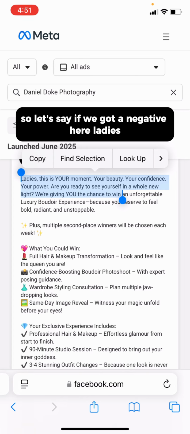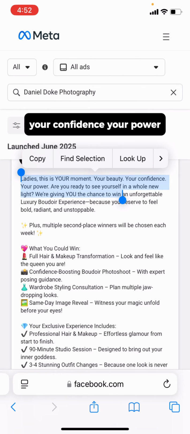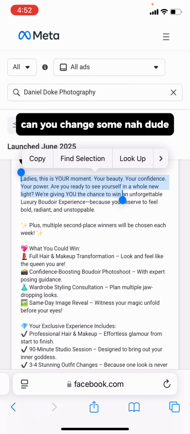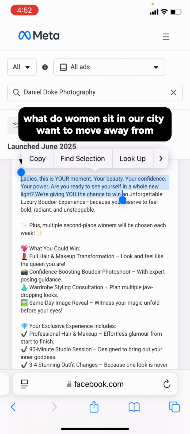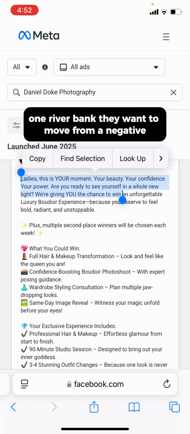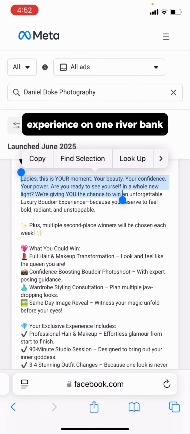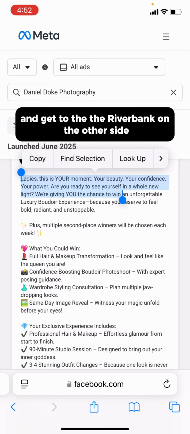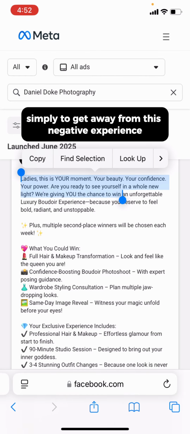So let's say we got a negative here: ladies, it's your moment, your beauty, your confidence, your power. Are you ready to see yourself in a whole new light? Can you change them? Nah, dude, we're missing a negative. What do women in our city want to move away from? It's like they're on one riverbank. They want to move from a negative experience on one riverbank, and get to the riverbank on the other side simply to get away from this negative experience.